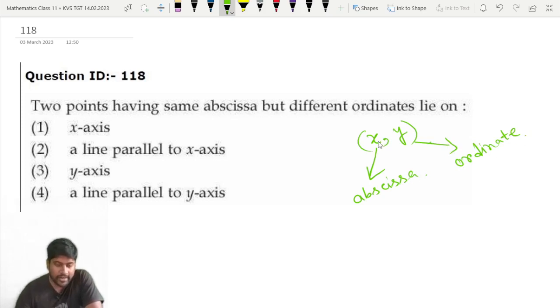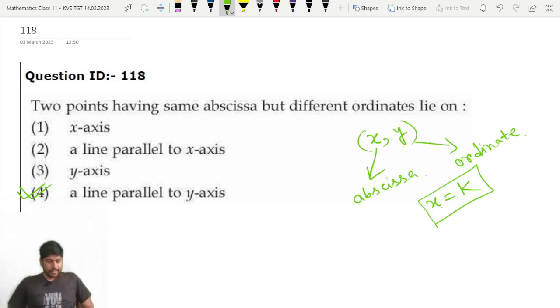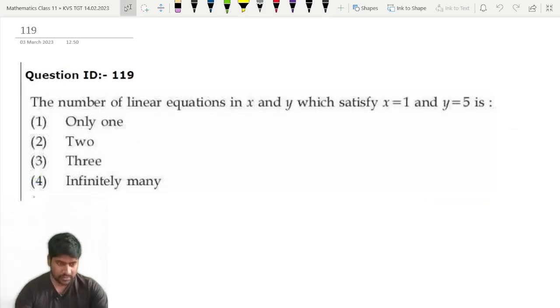Now if x is same, x is constant, say x is equal to k, then what line will it represent? It will represent a straight line which is parallel to y axis. Okay, x is equal to k will represent a straight line which is parallel to y axis. So option 4 is the correct answer. Now let's move to the next question.